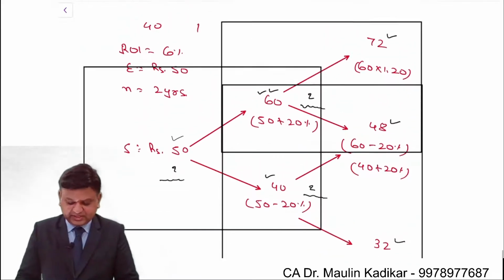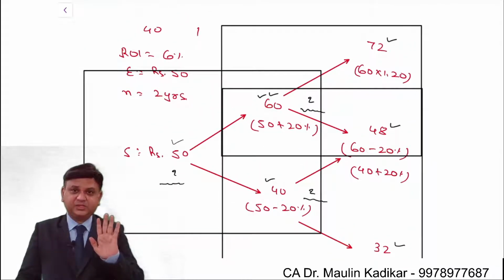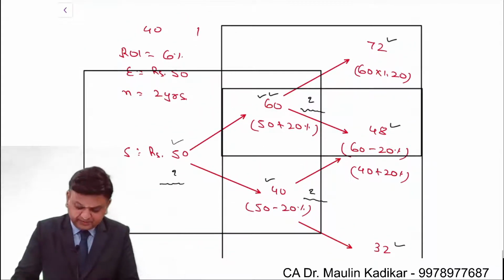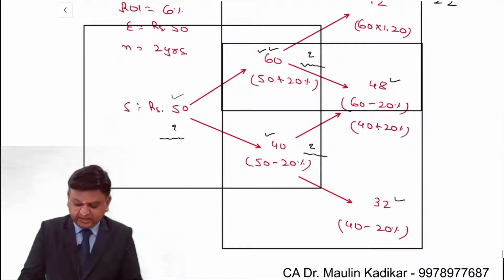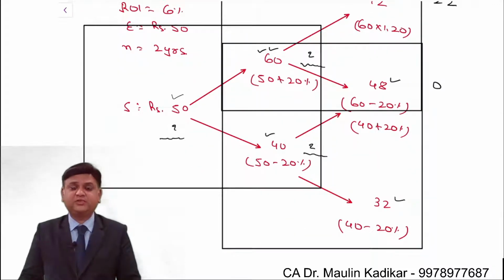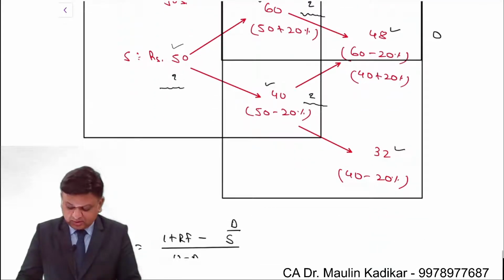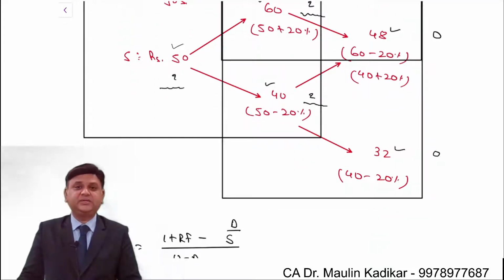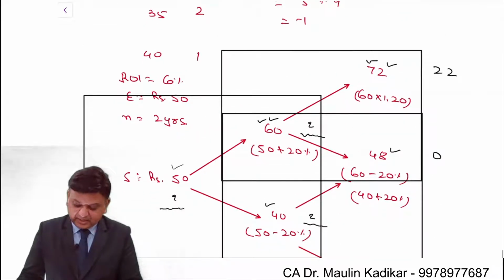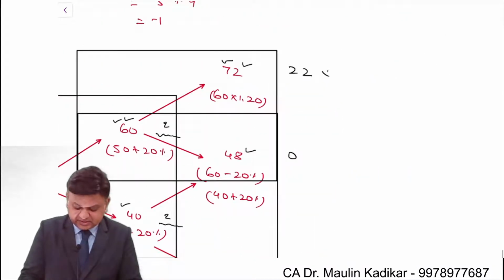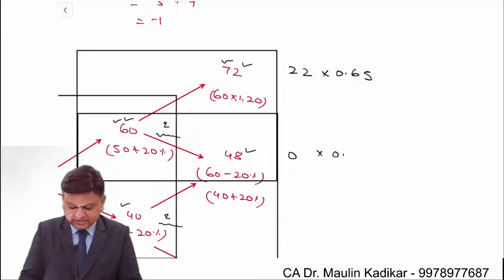So friends, we understand that the exercise price is 15. If the price increases to 72, then the payoff value will be 22. If it is 48, then it is 0. Why? Because 48 is less than 15. 32, in that case again it will be 0. Why? Because the option will not be exercised. Now there are 65% chances that you will get 22 rupees and there are 35% chances that you will get nothing.